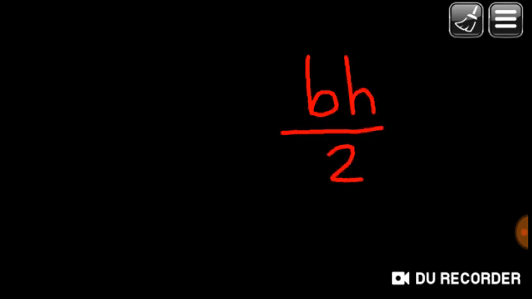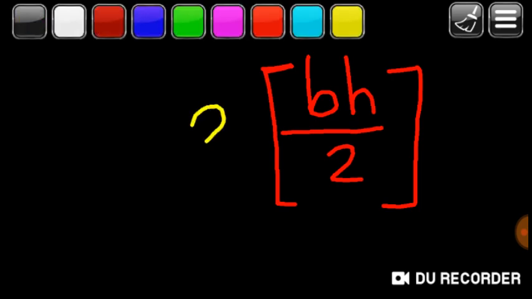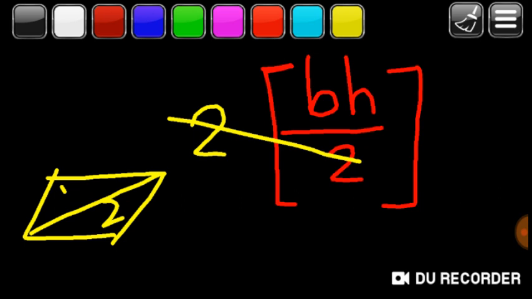And we already know that the area of one triangle is base times height divided by 2, right? This is the area of a triangle. So if we know that there are two same triangles, we will multiply that area by 2 to get the area of the parallelogram. There are two triangles, 1 and 2. So don't you think 2 times base times height divided by 2, we can cancel out the 2.